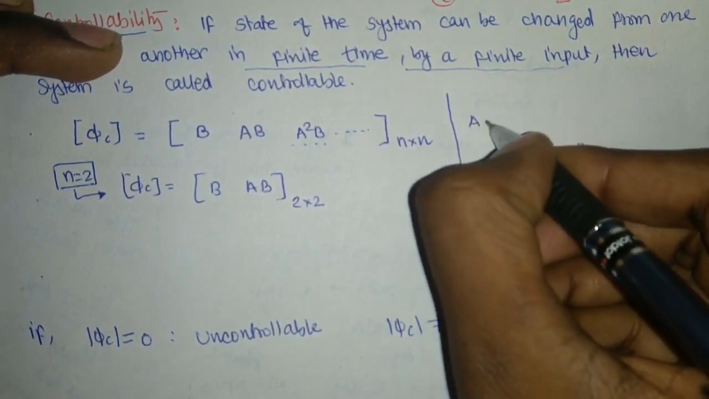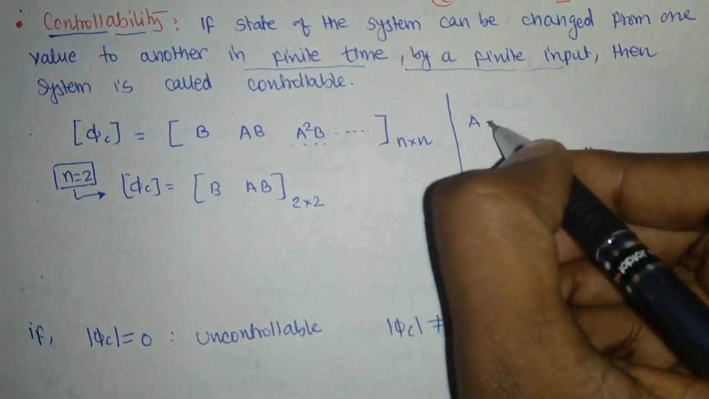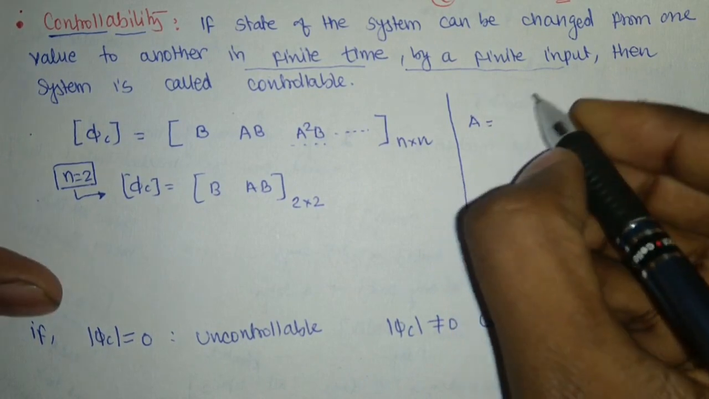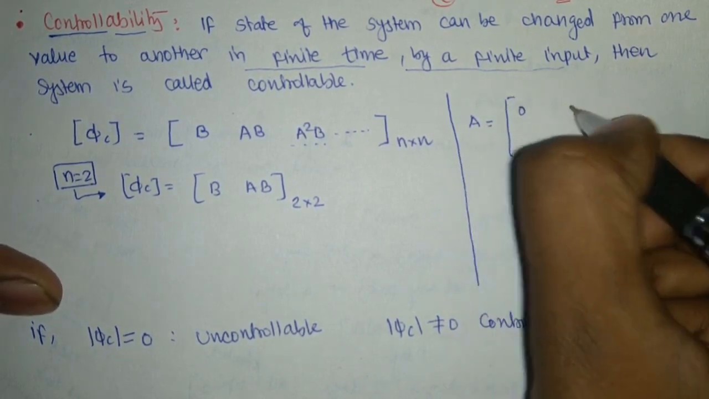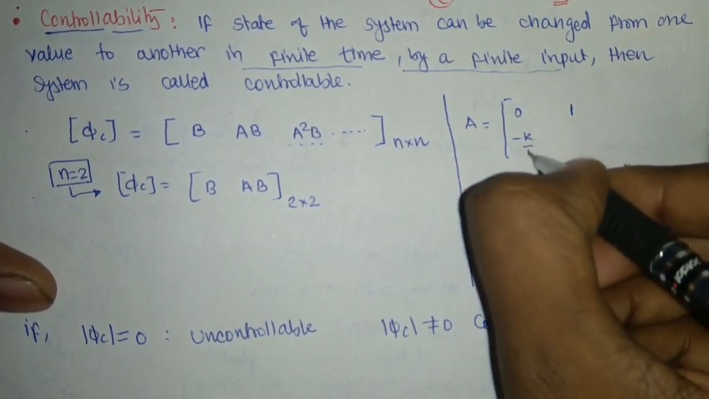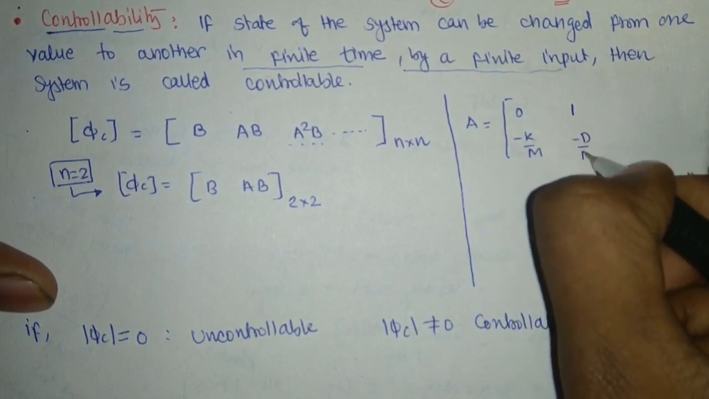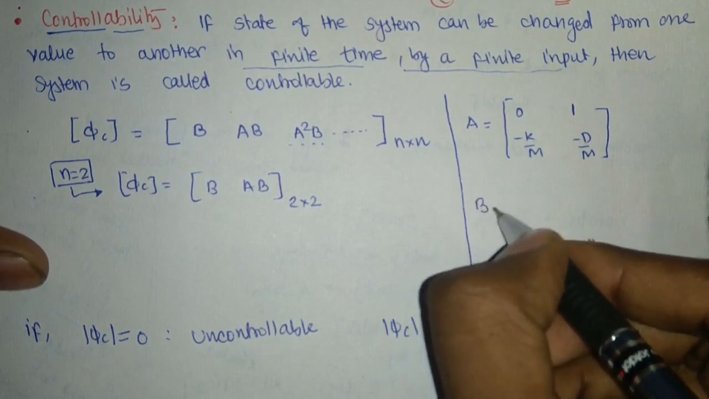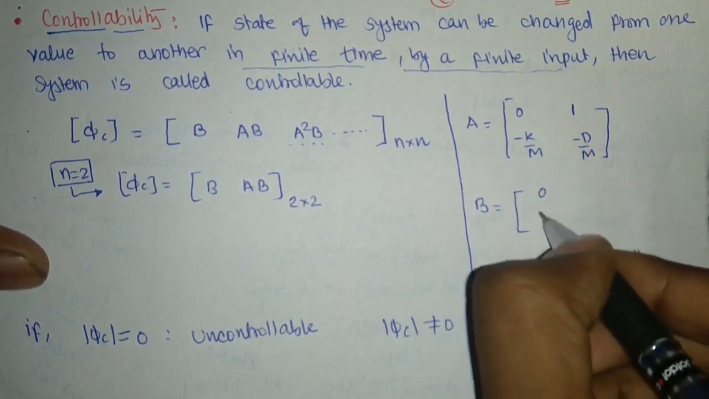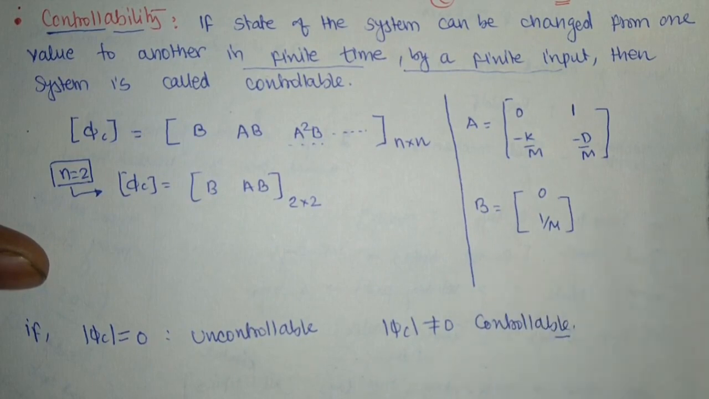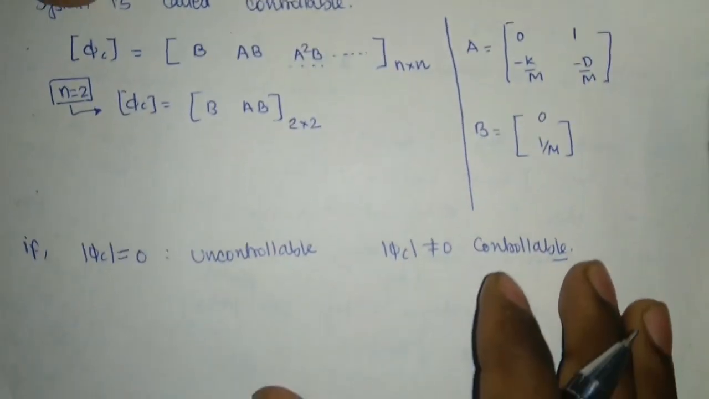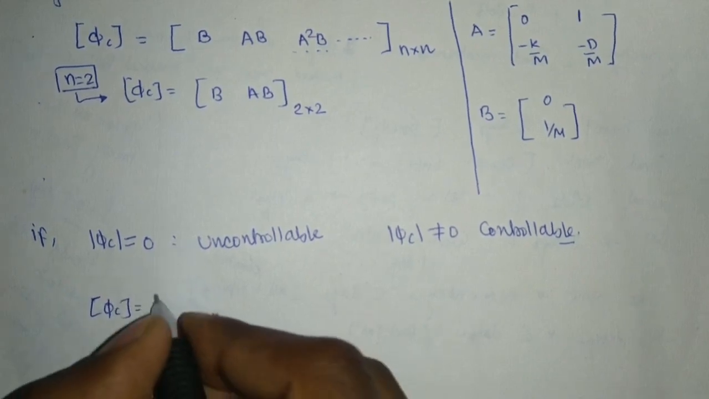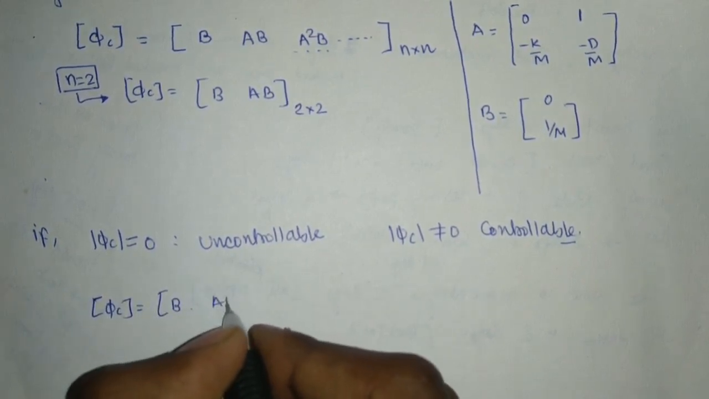So the A matrix that I had calculated in this particular case was 0, 1, minus K by M, minus D by M. That is our A matrix. What other matrix do we need here? The B matrix. So our B matrix was 0 and 1 by M. Now I am going to write the controllability matrix, that is our matrix phi C. So phi C is B, then A into B.